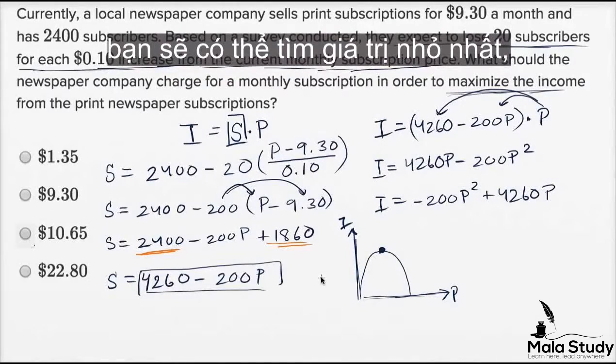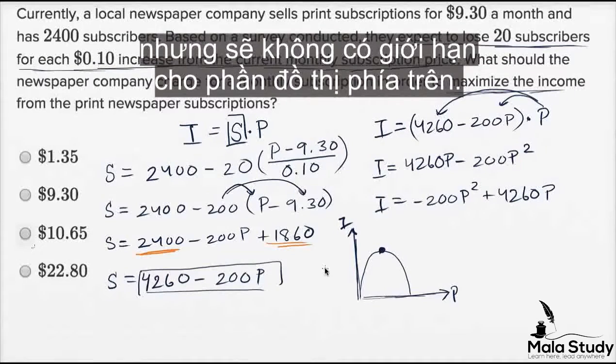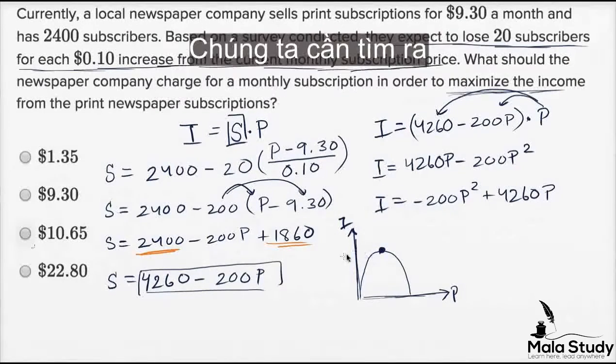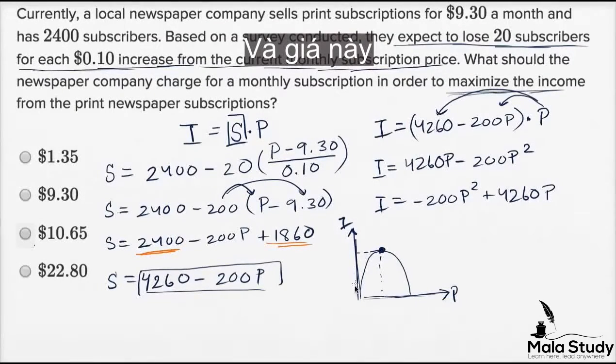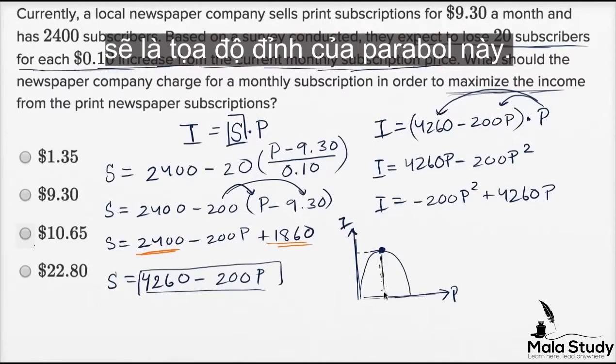If it was upward opening, you'd be able to find a minimum point, but then it wouldn't be bounded on the upside. So we need to figure out what price gets us to this maximum point. And this price is going to be the vertex. This is going to be the P coordinate of the vertex of this parabola.